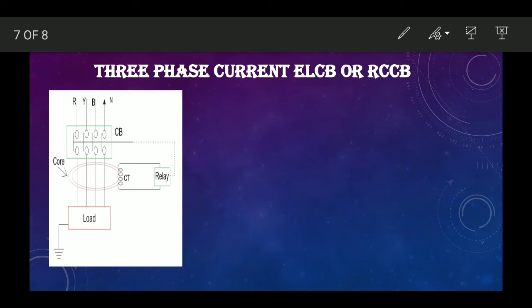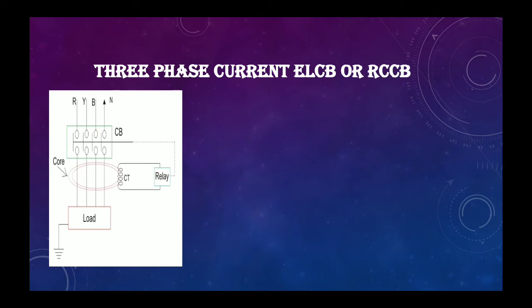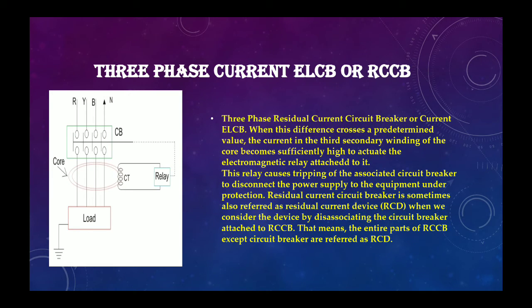And now the principle of operation of three-phase current ELCB or RCCB is here. Three-phase residual current circuit breaker or current ELCB. When this difference crosses a predetermined value, the current in the third secondary winding of the core becomes sufficiently high to actuate the electromagnetic relay attached to it. This relay causes tripping of the associated circuit breaker to disconnect the power supply to the equipment under protection.